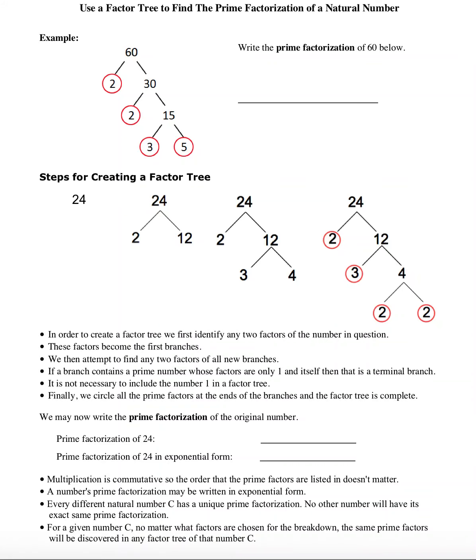Prime factorizations of numbers. To make a tree for 60, first we look for two numbers that would multiply to make 60. They could be 2 and 30.